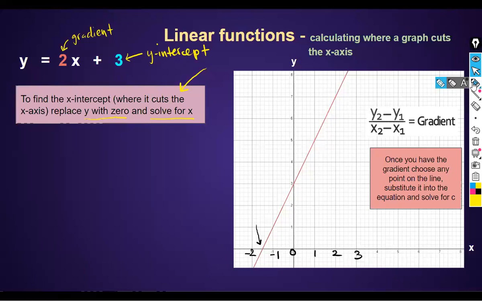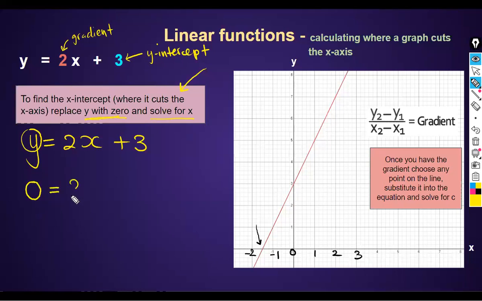So to find out where something cuts the x-axis, that's the horizontal line, the instruction said, I'm going to write back the equation here. Y is equal to 2x plus 3. The instruction said, go to the equation and replace Y with what value? 0. So let's do that. Replace the y with 0. And all we have to do now is solve for x, because when you replace the y with 0, the only letter that's going to be left automatically is x.